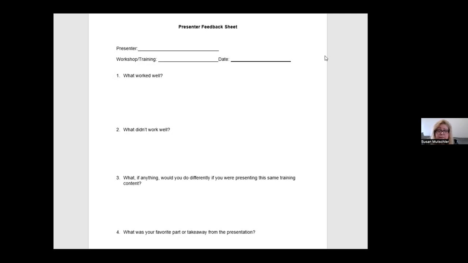I can email this presenter feedback sheet, no problem, in a Word document. I can do that. Can you actually read this, or is it not that clear? I can see 1 through 4. Is there anything past 4? No, that's all there is. Okay, so that's good. I can email this to everybody after today's class, and then you can have this for the next session.